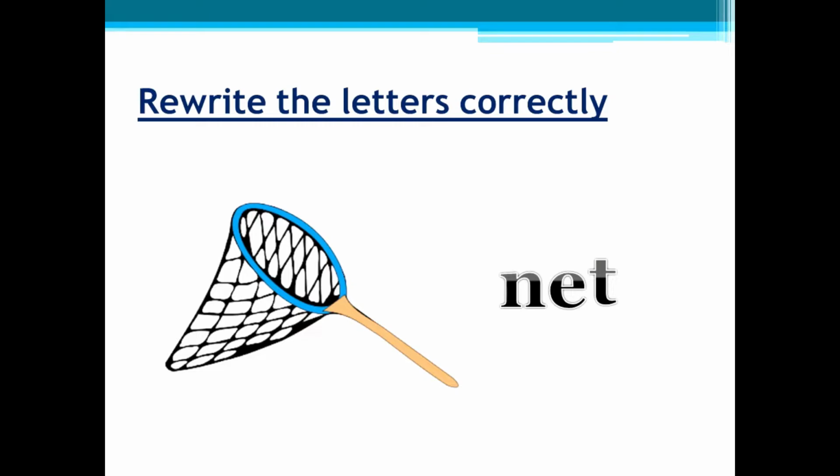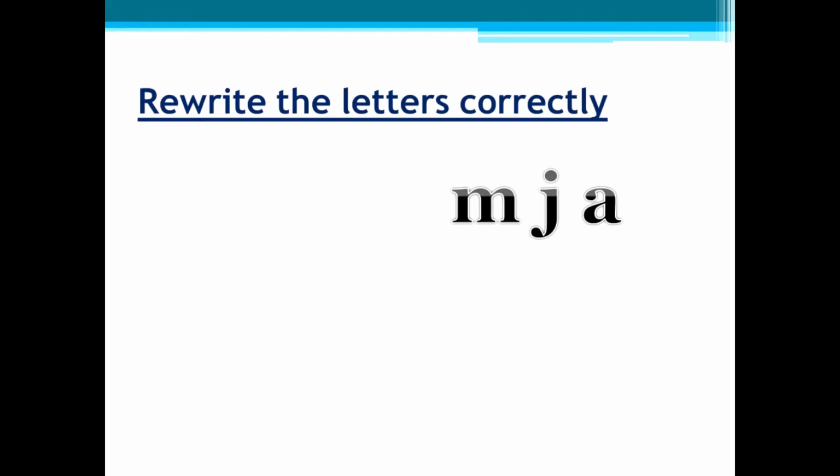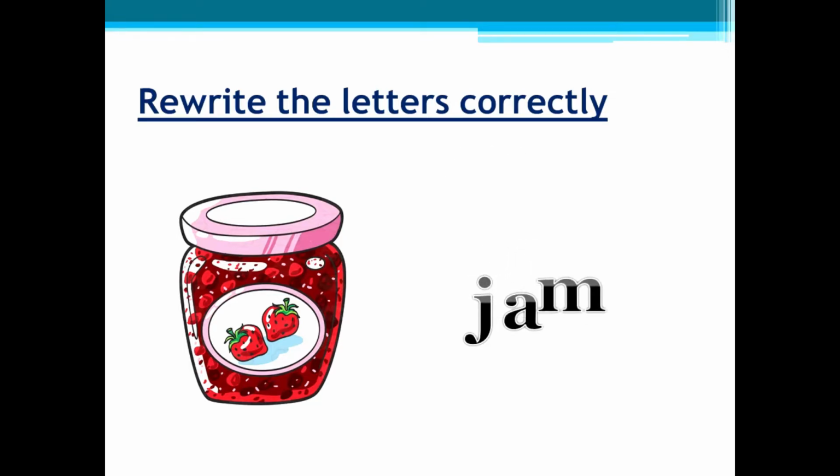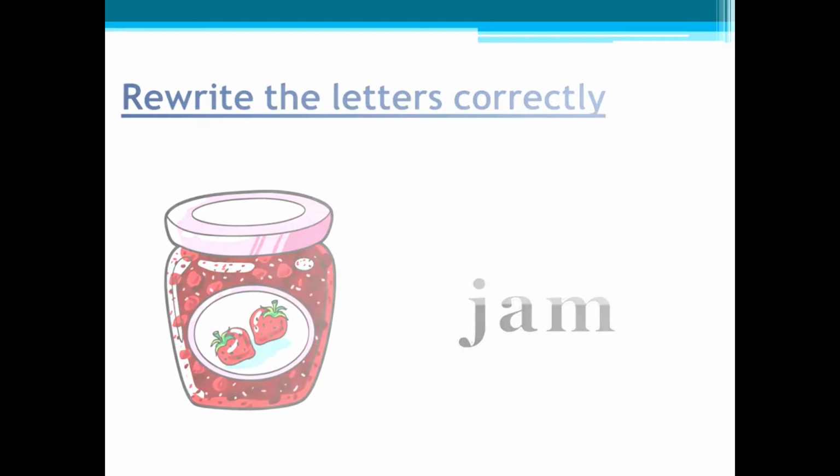Okay. Now let's look at the next word. The hint for this is, okay, look at it properly. What does it look like? Yes, you are right. It is jam. So how will I write jam? J, A, M. Jam. Very nice, children. Let's take a look at the next word.